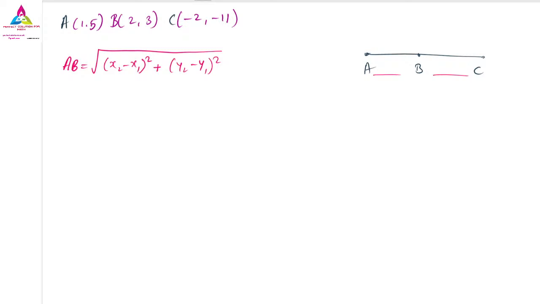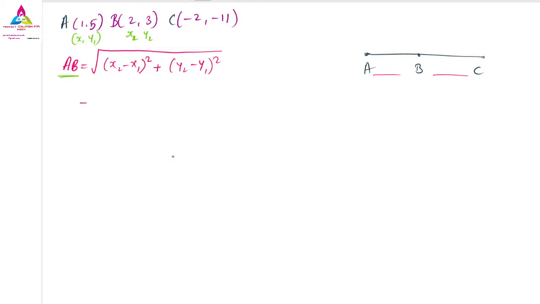Now we are finding the distance AB, so let us use this. This is A, this is B. We can take this one as x2 and y2, and this one as x1 and y1. These keep changing according to our need. That is AB we are finding.